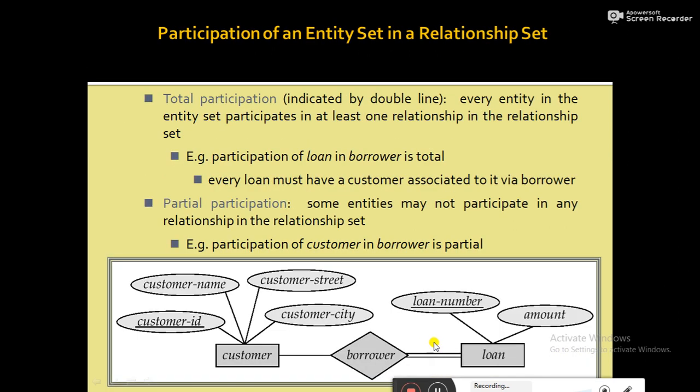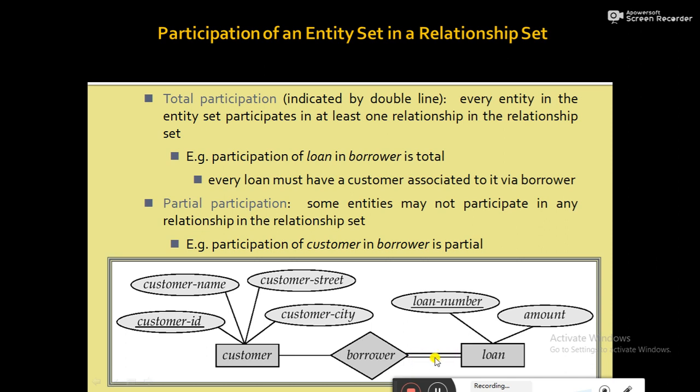This is the diagram. So that particular double line means all the records or all the entities in entity set loan are associated with at least one entity in the customer. It may be associated with more than one customer, but it should be associated with at least one customer. That means the participation of entity set loan in the relationship set borrower is total. So if its participation is total, then you can represent it with a double line.